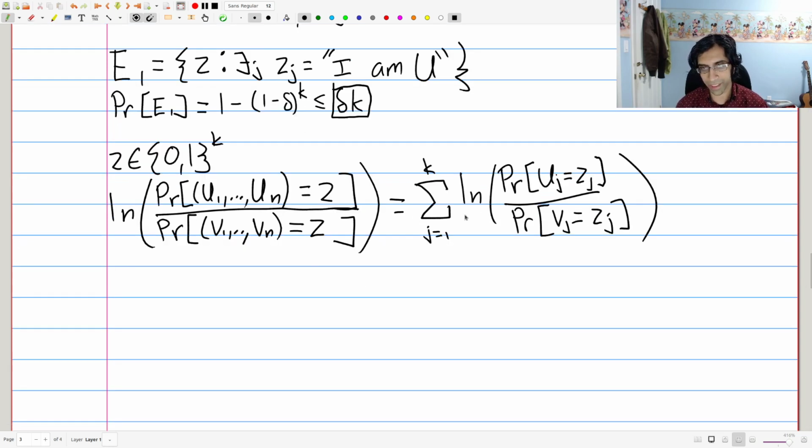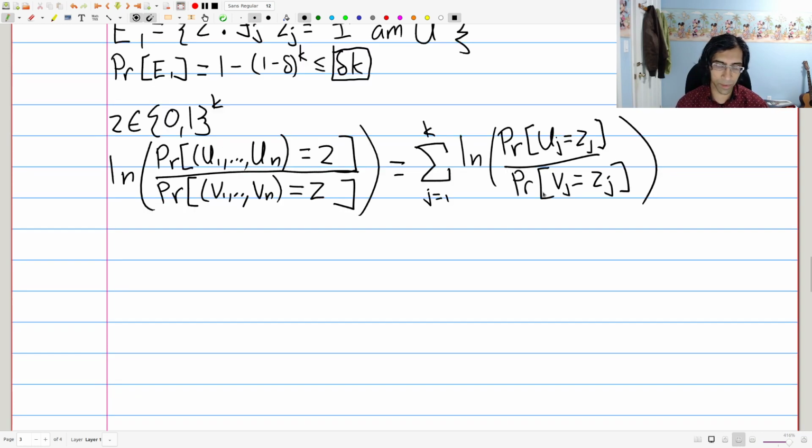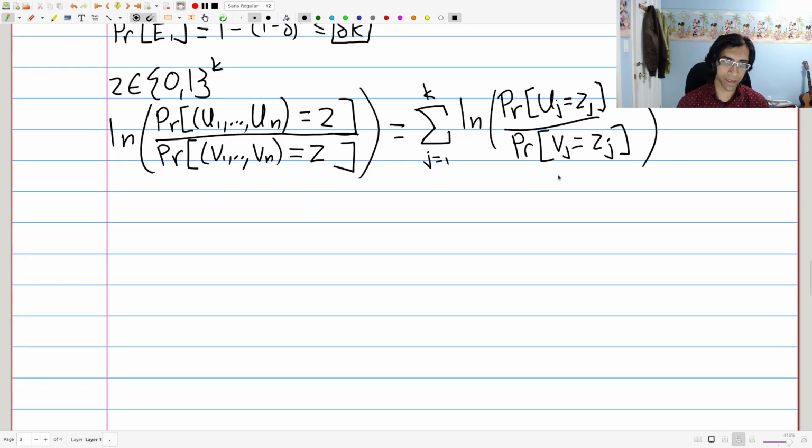Okay, so that's the first step. We break it up into each component. Now, this is actually fairly simple to understand, because we know exactly what these probabilities in the numerator and denominator are. They're a bit of a mouthful, but I'll write them out nonetheless. So it's going to be the summation of ln, where the numerator will be 1 minus delta.